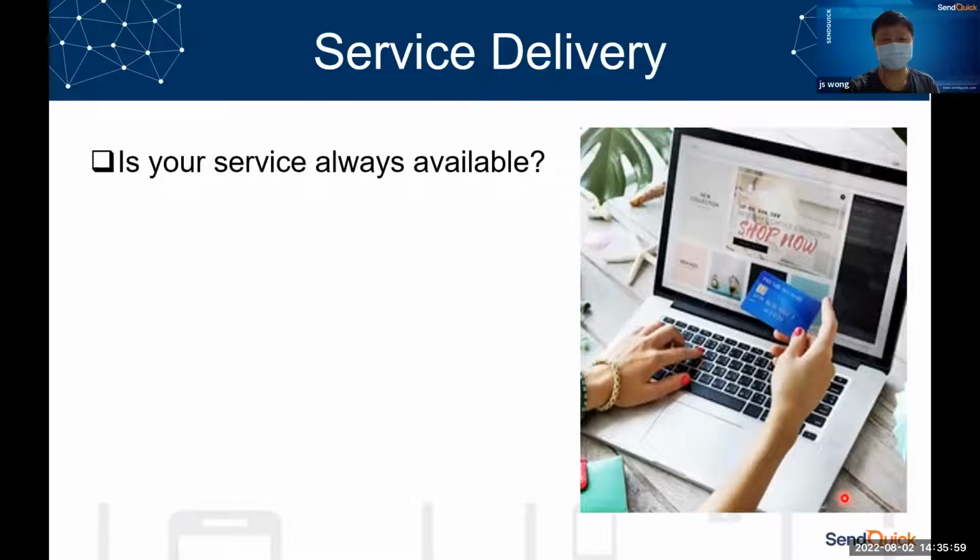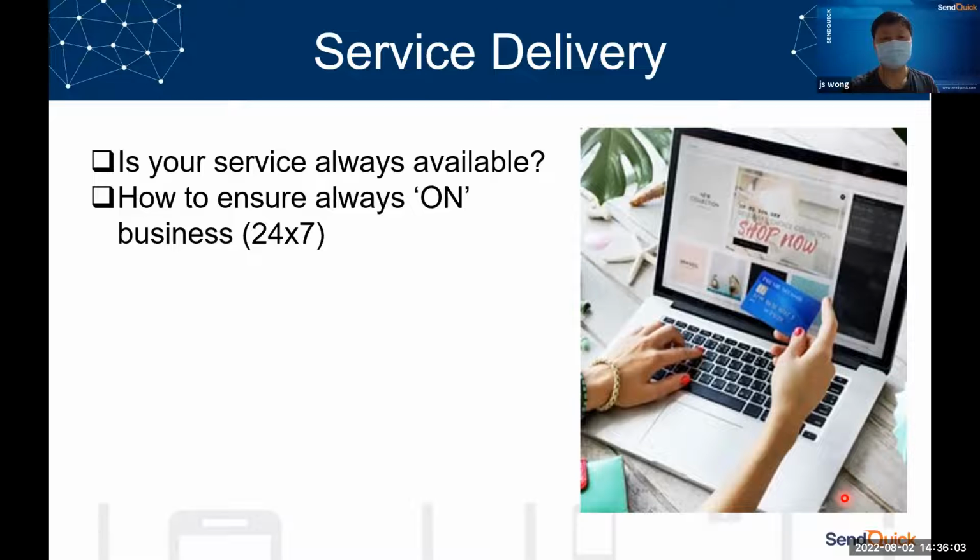Second part, the service delivery. And the service delivery portion is, are your services always available? How do you ensure you're always on? Right? Is your business actually always on? Why? Because if you're offline, they cannot find your store. Basically, they can't transact, they can't buy things from you. You are just closed. Okay, if you are closed, not only do you lose business, but if it's unplanned, it can actually cost you your reputation.